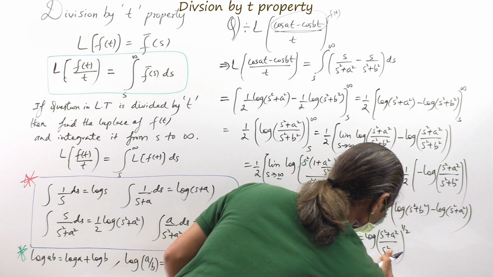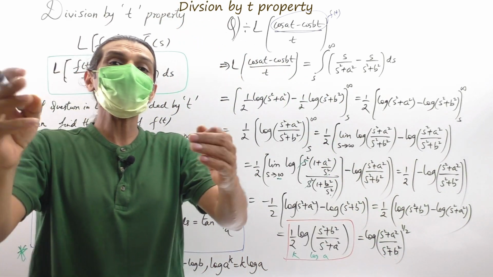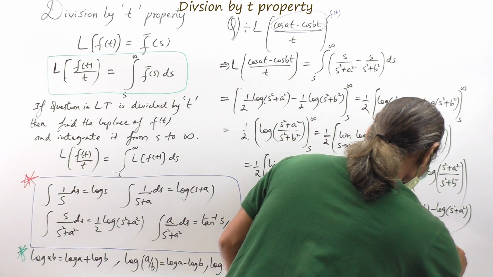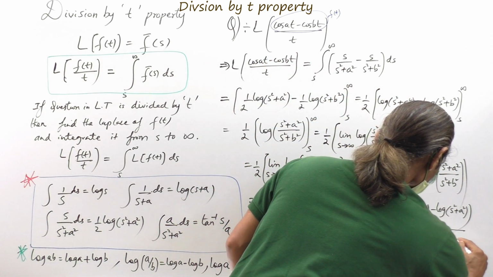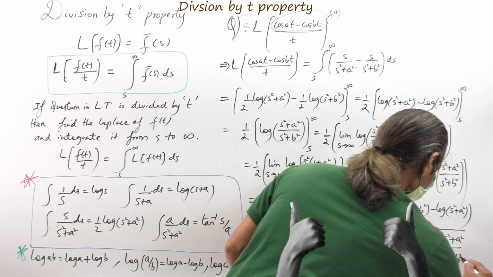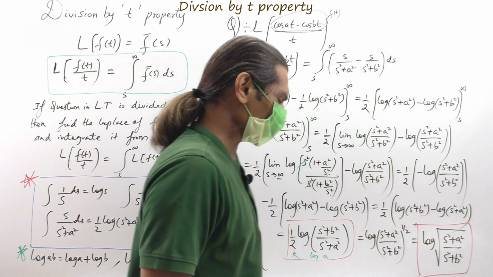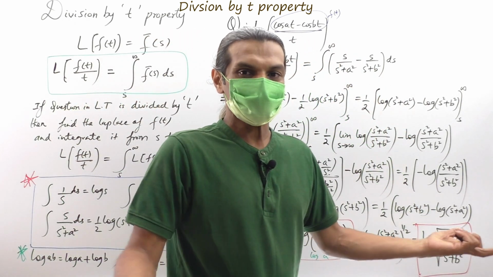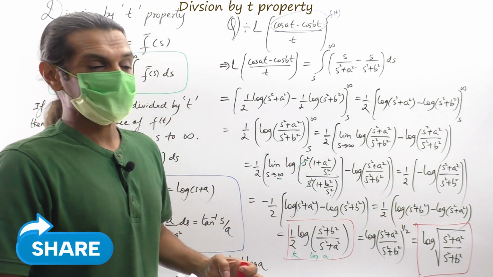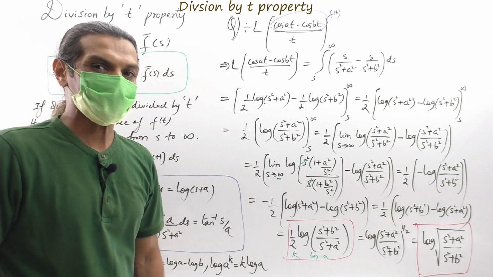Now, tell me, in the most simple form, what does raised to 1 by 2 mean? X raised to 1 by 2 means root x. So, we can write this in more standard form as log of root of a square plus a square by a square plus b square. This is the standard answer required. You can write this as it is, or you can write this. That is all. I hope you understood how to solve this, but it takes practice. So, please see it 2-3 times, practice it, and definitely you get the knack of how to solve it.